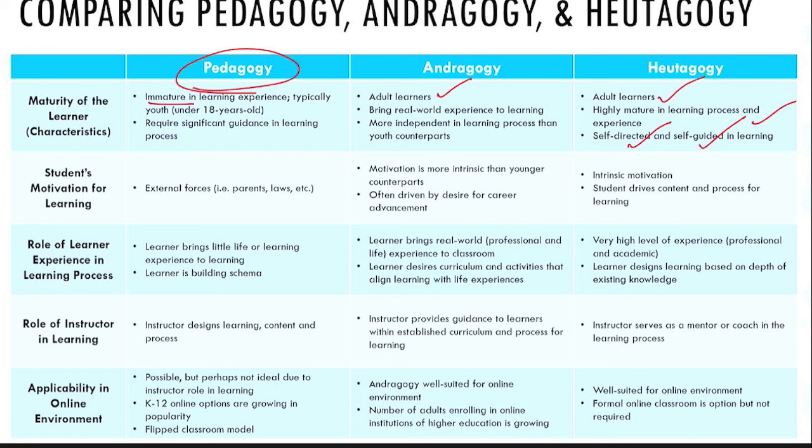Next is student motivation. Student motivation in heutagogy is intrinsic motivation. They want to learn by themselves, that is why they are learning something. In andragogy, both kinds are there, intrinsic and extrinsic, but intrinsic is more. Andragogy is usually done for career advancement, and that is basically by intrinsic motivation. Both are there, but intrinsic is more.